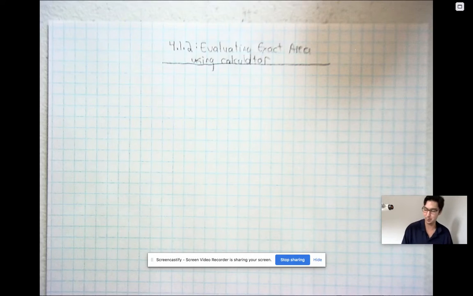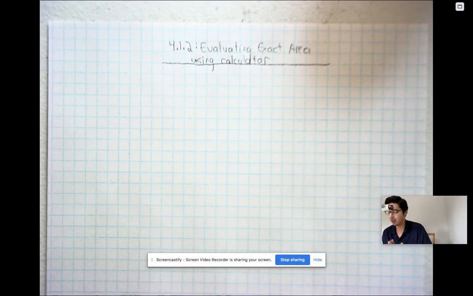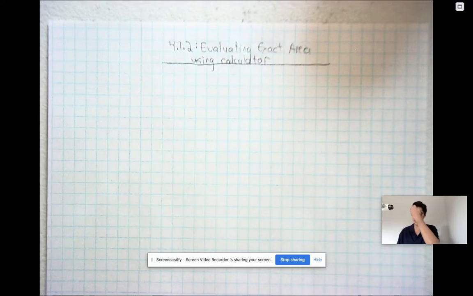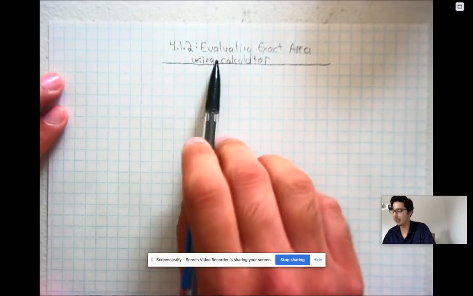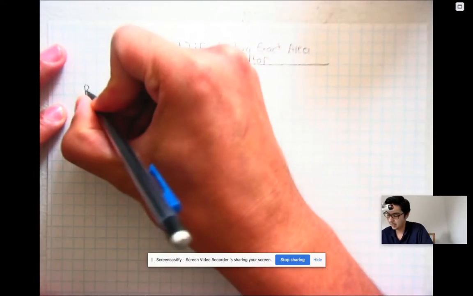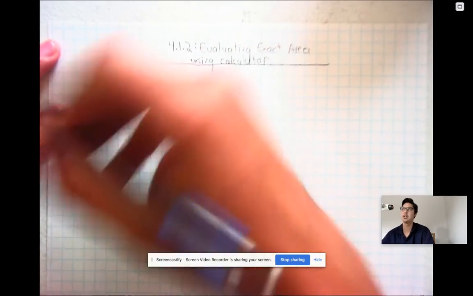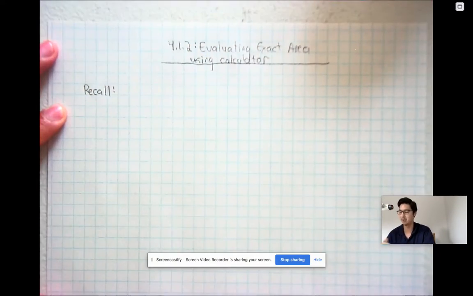Hello everyone, and we are back, and we're talking about area under a curve. Last lesson we talked about how to evaluate the exact area. So let's recall that. I left you there, and you were probably like, huh, you didn't go over how to use a calculator. Exactly, because that's what this video is meant for.